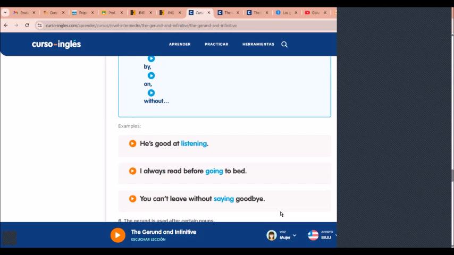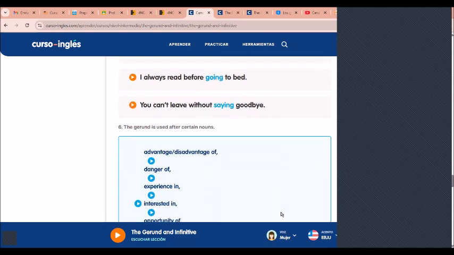Examples. He's good at listening. I always wait before going to bed. You can't leave without saying goodbye. All right. Now, notice at, before, without. We also have other prepositions.